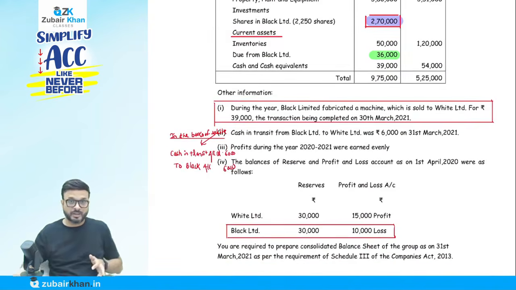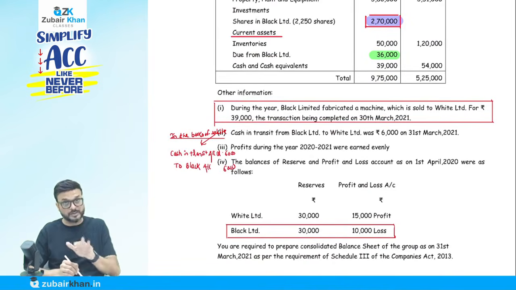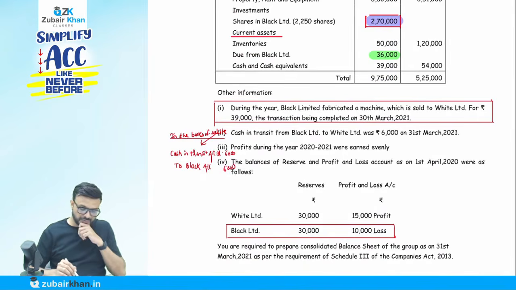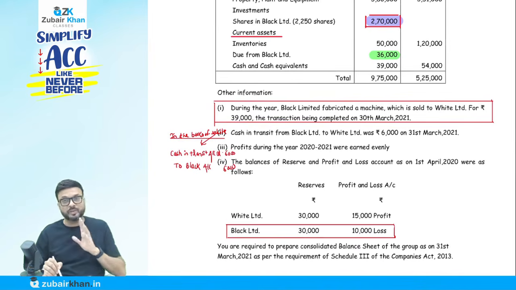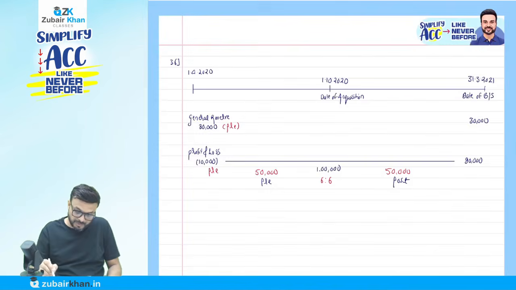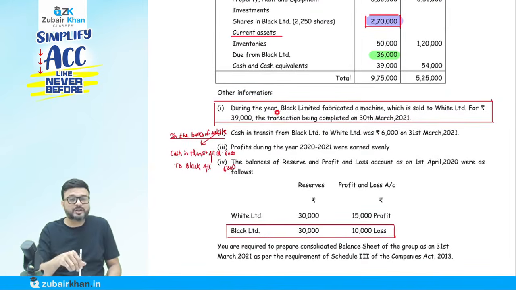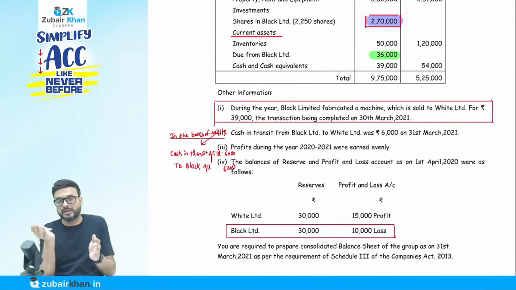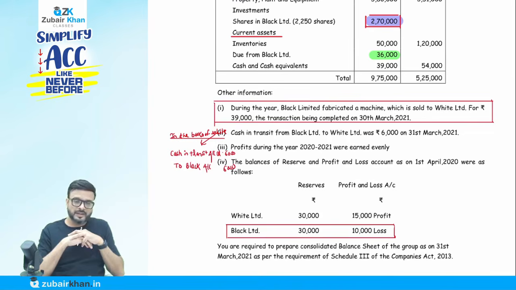Now you just have to write it down. If you want, you can pause the video. Then they give the first information: during the year, Black Limited fabricated a machine which was sold to White Limited for rupees 39,000. The transaction was completed on 30th March 2021. Basically, the subsidiary company sold some machinery to the holding company. There is a concept of unrealized profit, but they have not given much information. They just say the subsidiary company sold machinery of 39,000 to the holding company, but how much profit was made by them? So that is irrelevant for me.